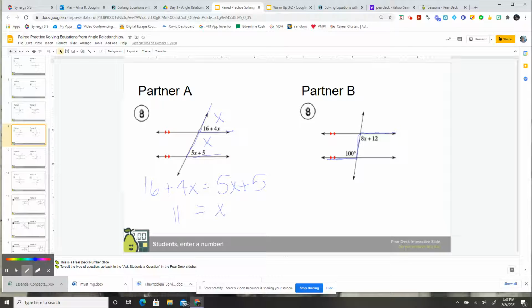X equals 11. Again, you can substitute that back in. 55 plus 5 is 60. And then 44 plus 16 is 60.